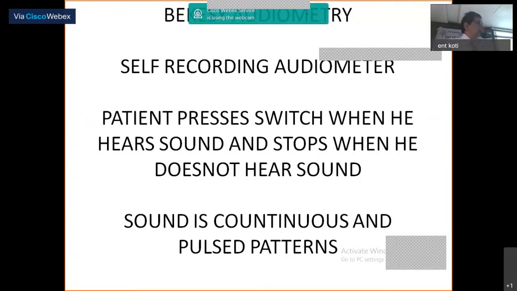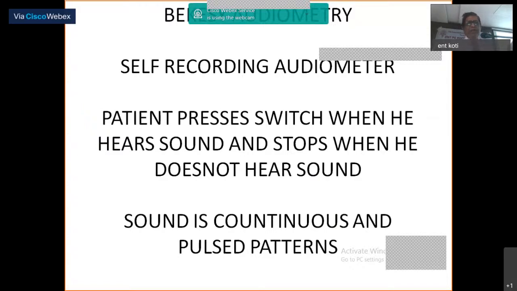It is a self-recording audiometer in which again a sound is delivered continuously by the audiometer. So if the patient says he cannot hear, he will manipulate it himself. So the patient is the person who is going to manipulate the audiometry himself. Because of that, we will have some problems relying on the results of Bekesy audiometry, so it is not used. There are two types of sound, one is continuous sound, one is pulse sound.